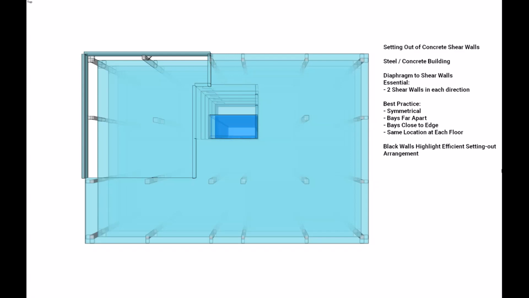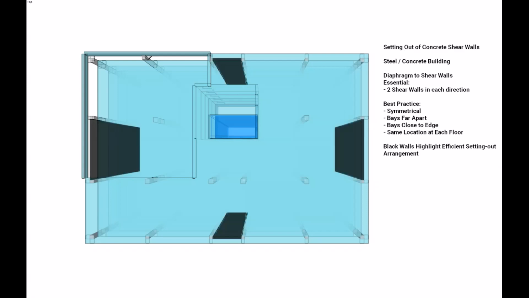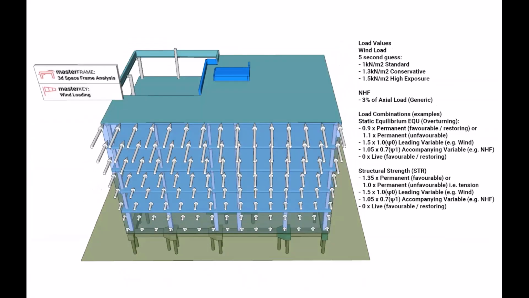So there are plenty of examples and rules of thumb of where to best locate shear walls, but in this case I'll show the ideal location for shear walls in this building in black. So we've got two shear walls in each direction, as you want that as an essential rule, and you will want them symmetrical. You want the bays far enough apart and close to the edge, and obviously in the same location at each floor. And next we'll have a wee look at our lateral loading.